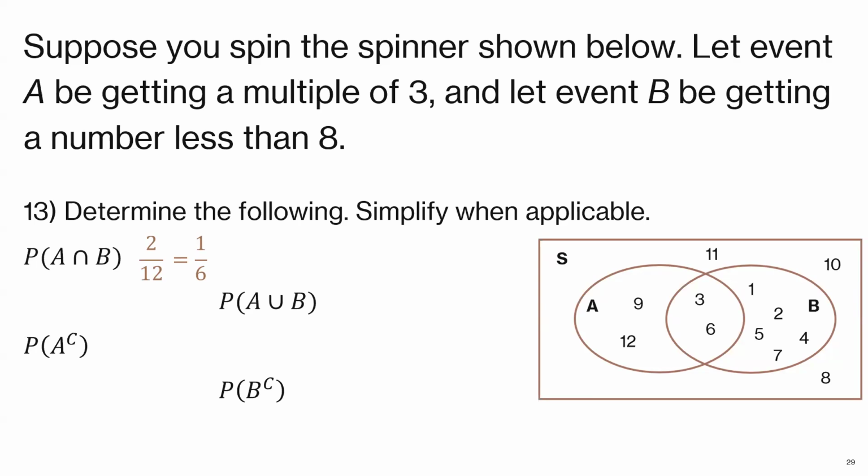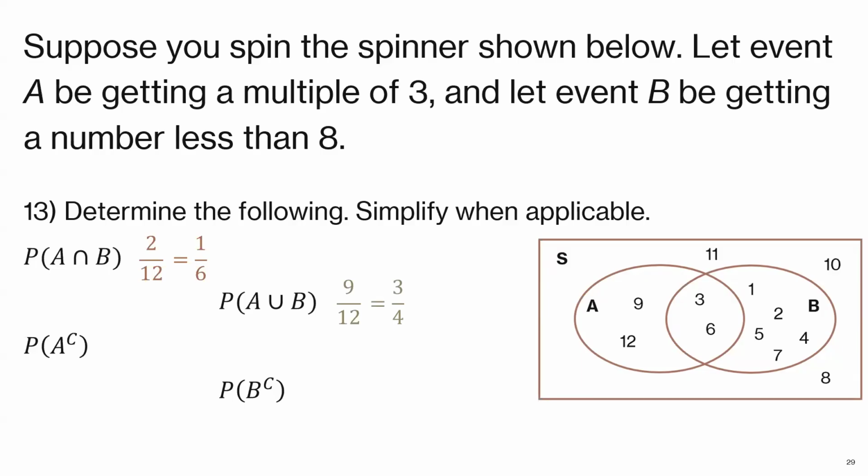Then if I'm finding the union, that is everything that could be in A or could be in B or could be in their overlap. Okay, so that is 9, 12, 3, 6, 1, 2, 4, 5, 7. All of those are the options for the union. So we have 9 options there out of 12 total. If you would like to simplify that, that's a 3 out of 4 chance.